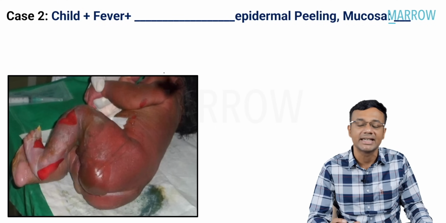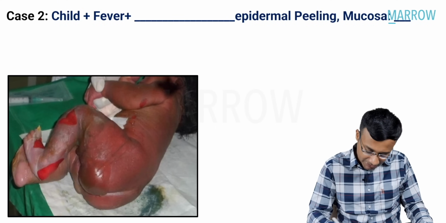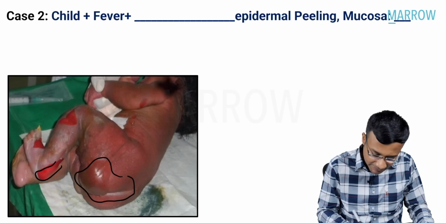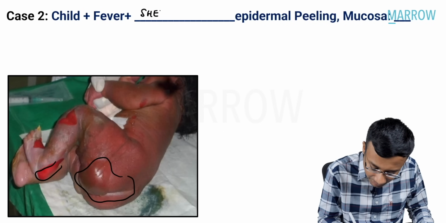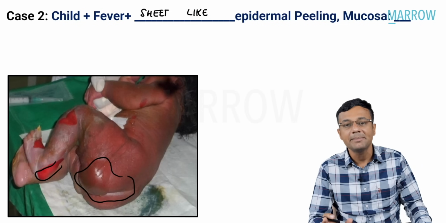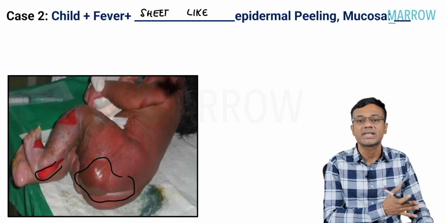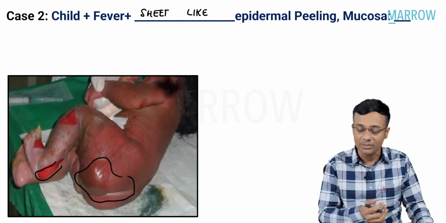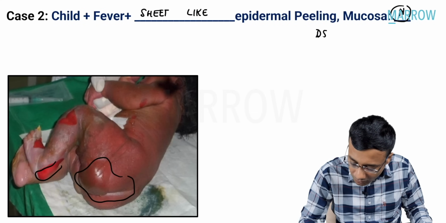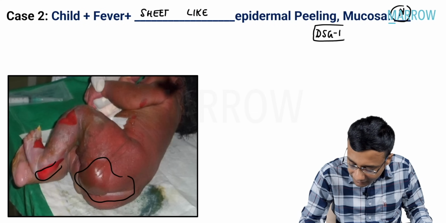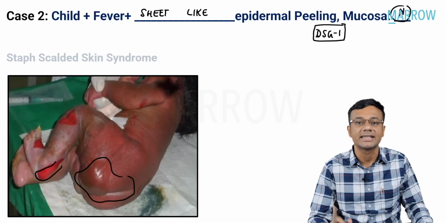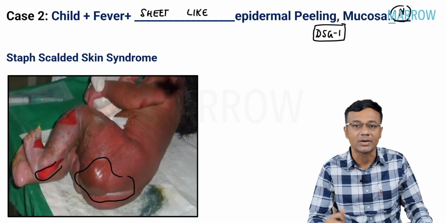Second case is a child with fever presenting with this picture. So when you see this picture again, just like the previous case scenario, what do we see? We see sheet-like epidermal peeling. The sheet-like epidermal peeling here, and very important in comparison with toxic epidermal necrolysis where mucosa was involved. In this condition, mucosa is normal. That's because desmoglein 1 is getting targeted here, which is expressed in low concentration in the oral cavity. The correct answer here is staphylococcal scalded skin syndrome.